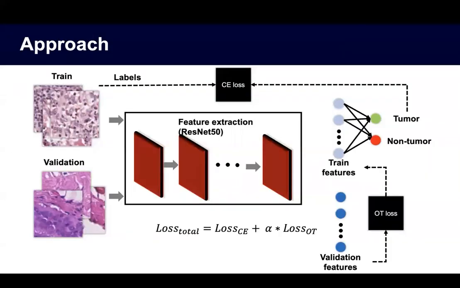Our approach is that instead of only using cross-entropy loss for training, we add an optimal transport loss, or OT loss. The contribution of OT loss is determined by alpha. We apply OT loss to the feature map of the train and validation sets. The goal is to regularize the feature map and make it domain invariant. Remember, the labels are only from the training set. We only use the validation set for the OT loss. And we test our model on a completely different institution.